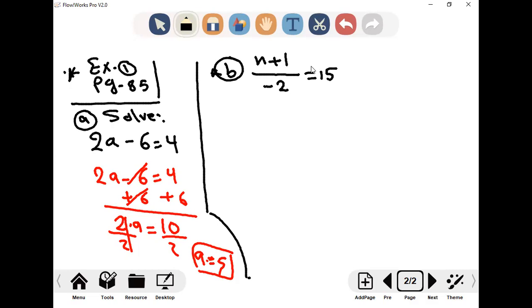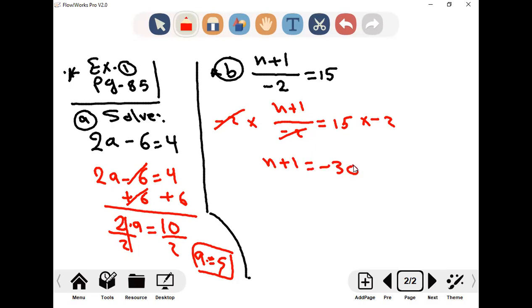How? By multiplying both sides. n plus 1 over negative 2 equals 15. I multiply both sides by negative 2. These two negative 2's are gone. Up here, n plus 1 equals 15 times negative 2. Now this is a one-step equation. Get rid of the plus 1 by subtracting 1 from both sides. So n will be negative 30.